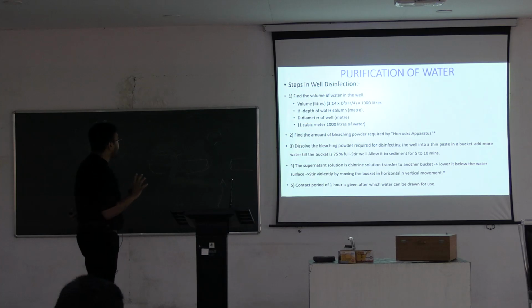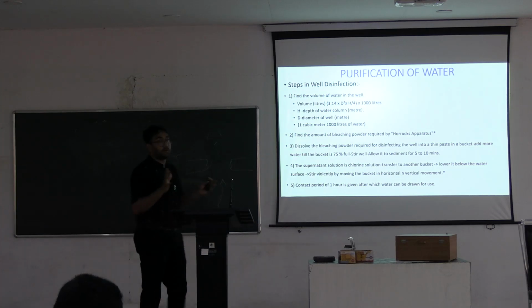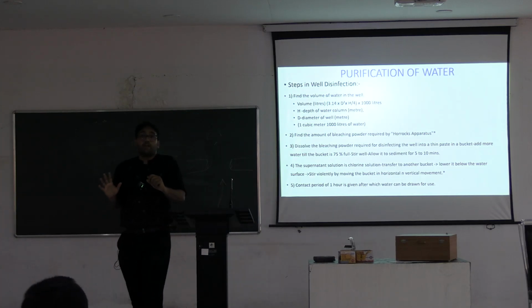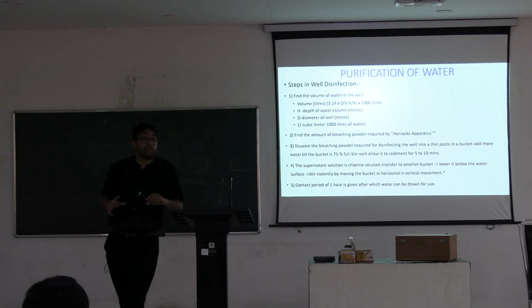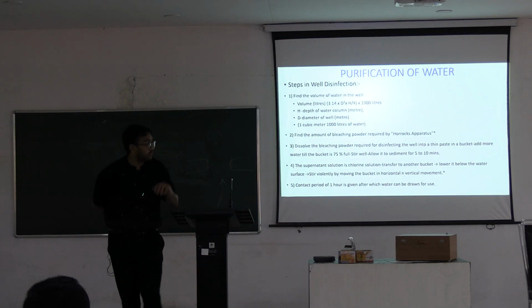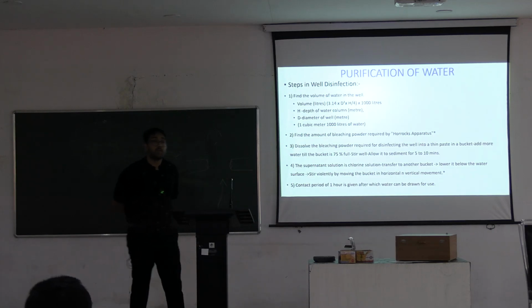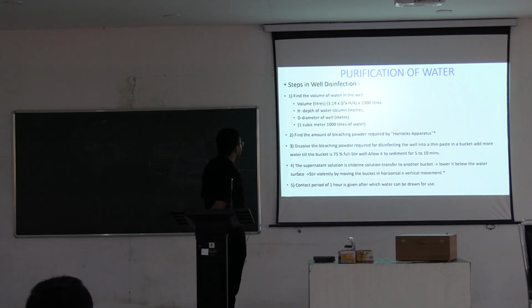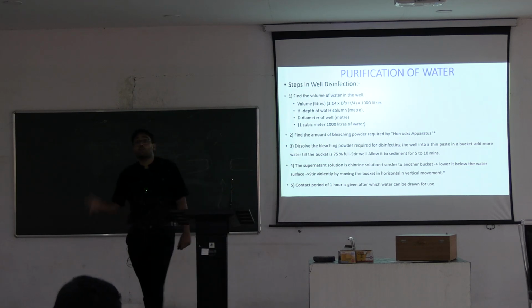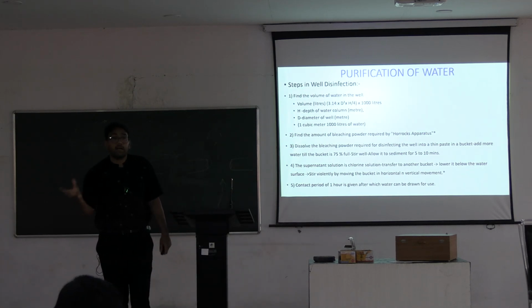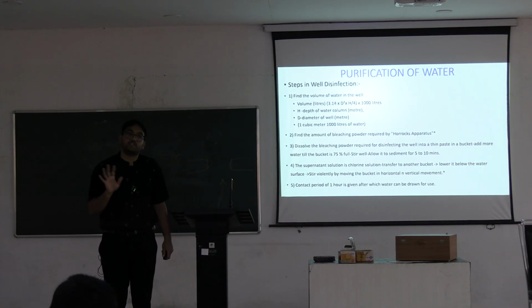Now once we have this estimate of the amount of water, I need to estimate the amount of chlorine that is required to disinfect this amount of water. For this we use this device known as the Horrock's apparatus. Okay, so the next step is to find the amount of, now what is the source of chlorine? Commonly our common source of chlorine is bleaching powder.